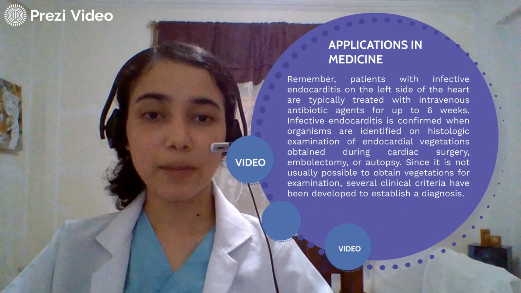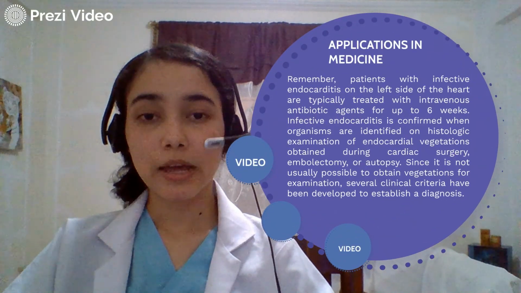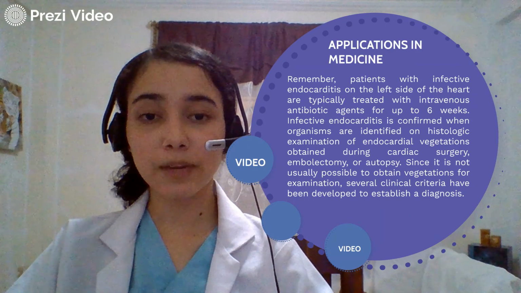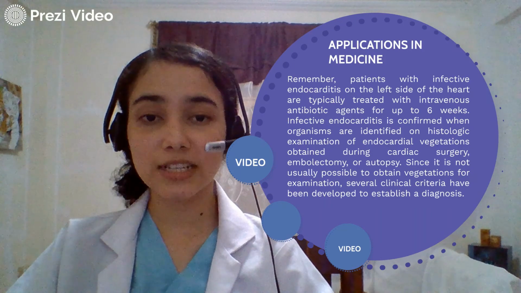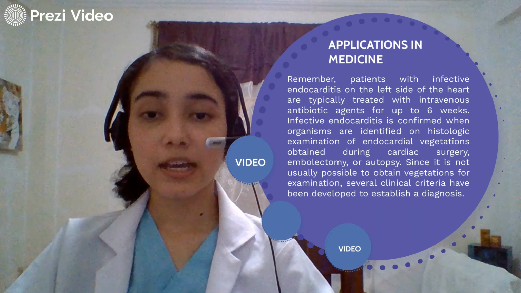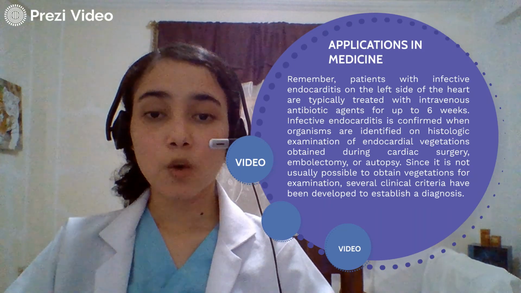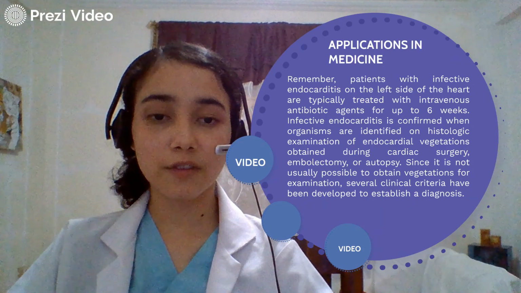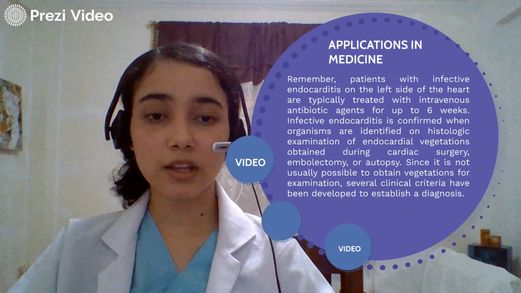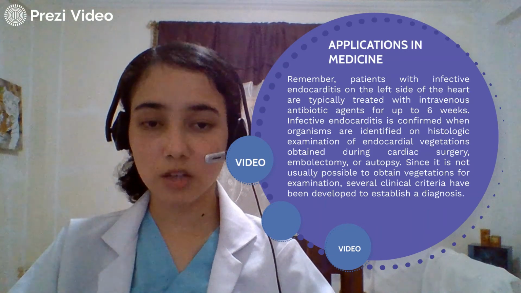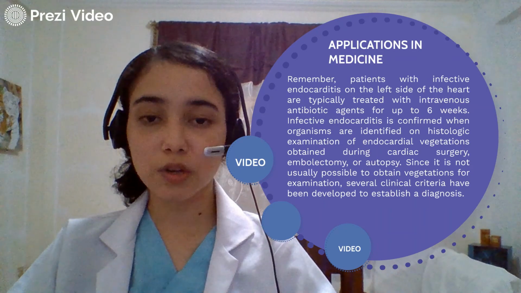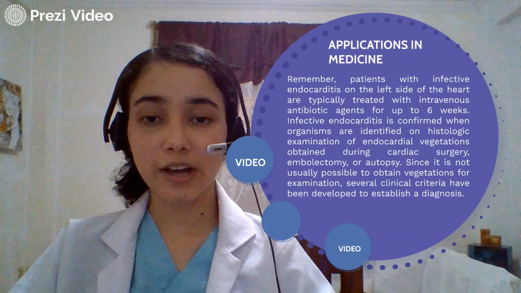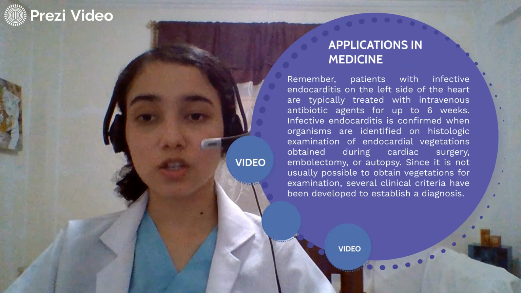Next, we have applications in medicine. Remember, patients with infective endocarditis on the left side of the heart are typically treated with intravenous antibiotic agents for up to 6 weeks. Infective endocarditis is confirmed when organisms are identified on histologic examination of endocardial vegetations obtained during cardiac surgery, embolectomy, or autopsy. Since it's not usually possible to obtain vegetations for examination, several clinical criteria have been developed to establish a diagnosis.